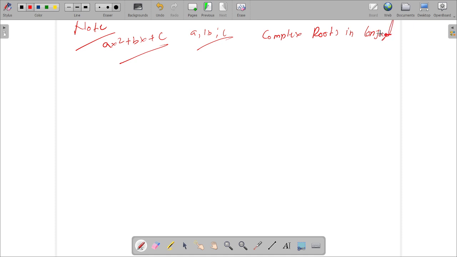So conjugate is nothing but, if one root is p plus iq, very easy thing, right? Then the other root is p minus iq. Okay, no?